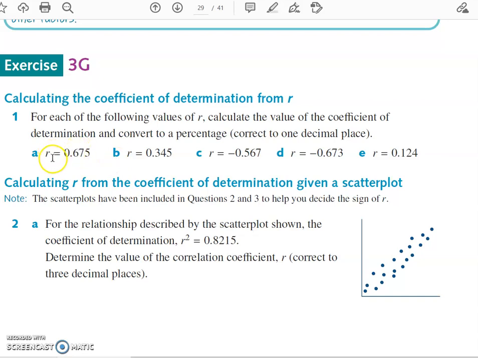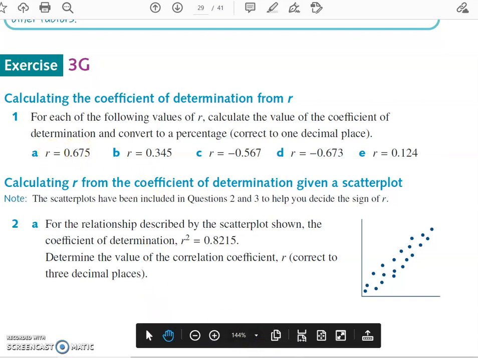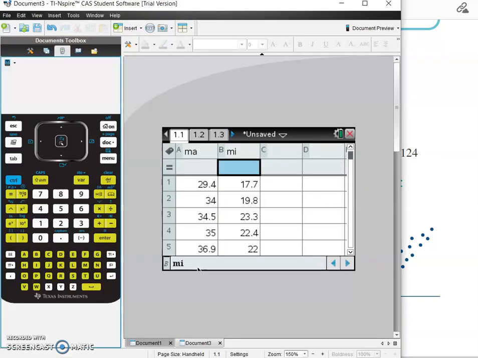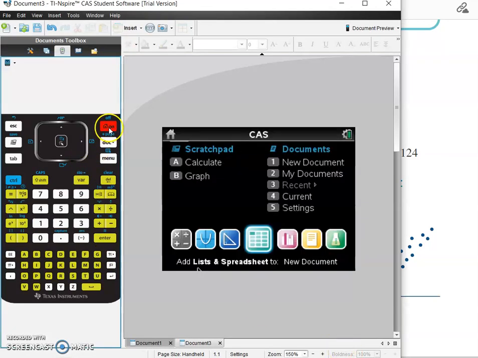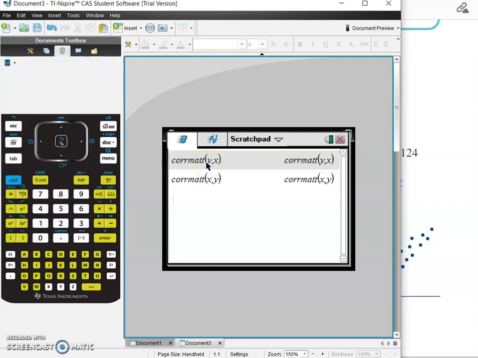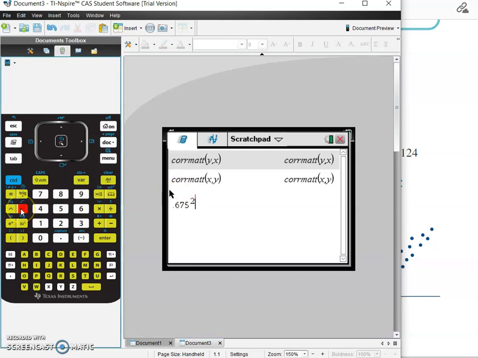Well, let's take one of the values and go to our calculator. We want to calculate, and we just simply type in, let's say it was 0.675. All you want to do is square that, and that's our R squared. Done. So all you do is square the value and you get R squared. Now if you want to turn it into a percentage, you just multiply it by 100.